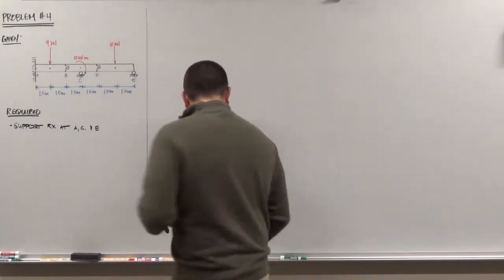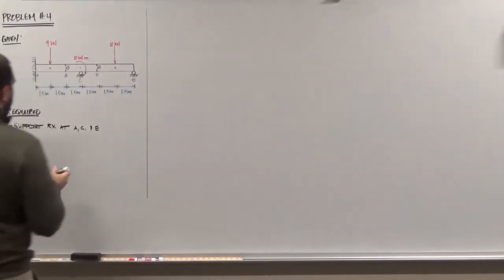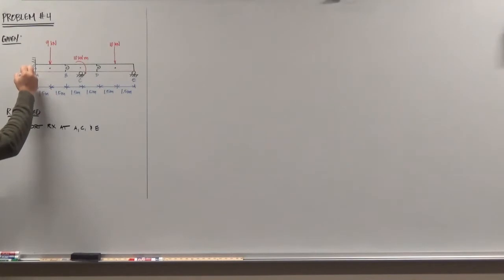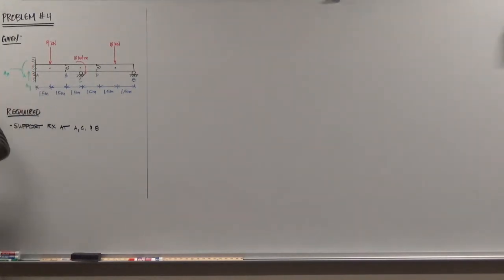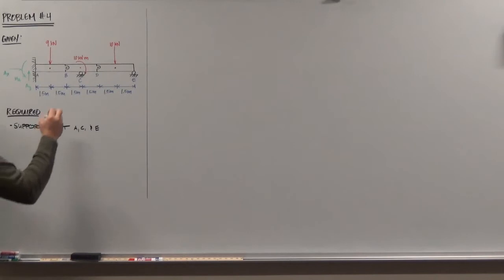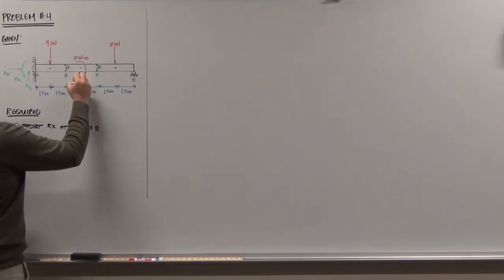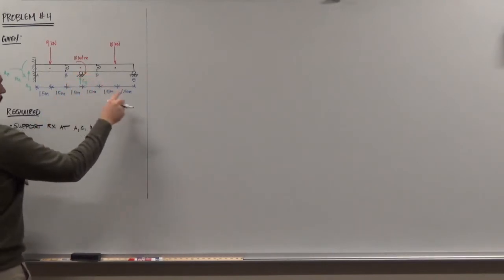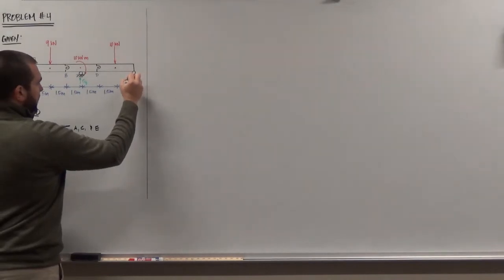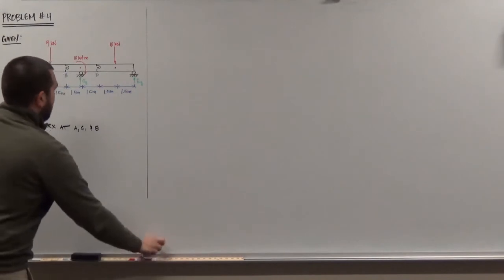So if I were just to write on what the support reactions look like, we've got a vertical component at A, AY. We've got a horizontal component, AX. We've got some bending moment, M sub A. Those are our reactions at A because it's a fixed support. At C, I would have some vertical reaction CY, and at E, I'd have some vertical reaction EY.